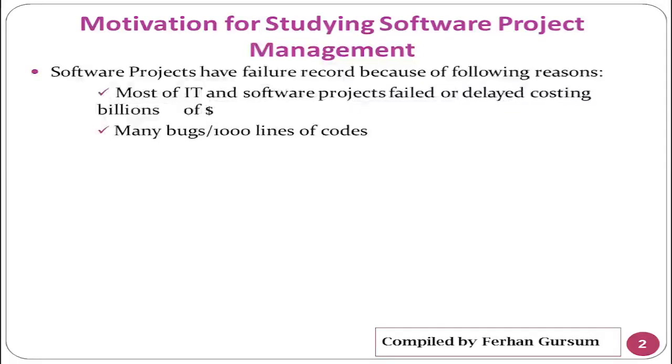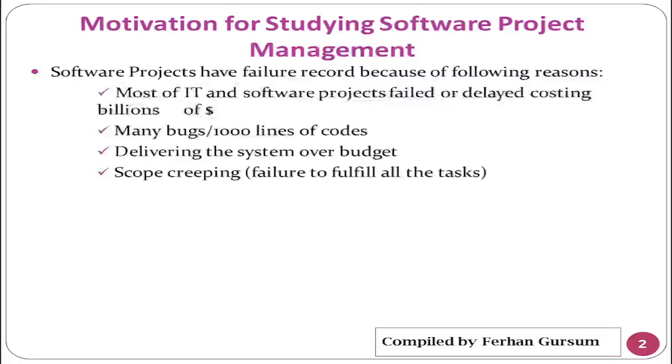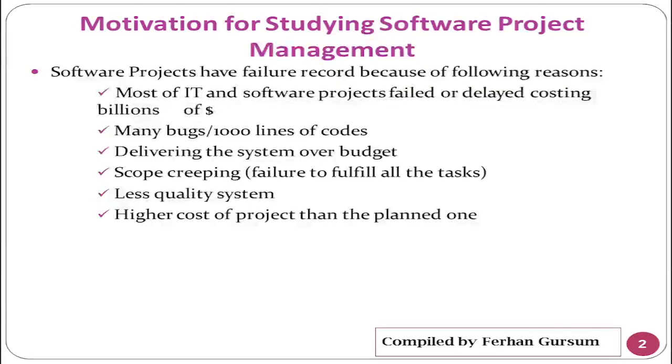Many bugs per thousands of lines of code are there, which means errors counted by thousands of lines. They deliver the system over budget, as well as scope creeping, which means failure to fulfill all tasks, a lower quality system, and a higher project cost than the planned one. These are all reasons for the failure of software projects.